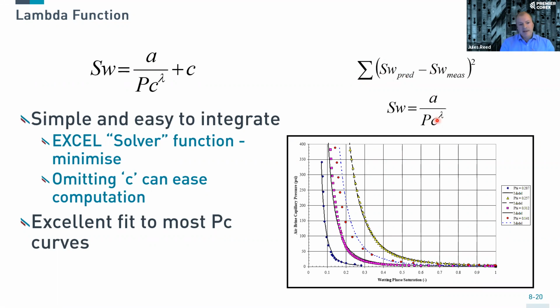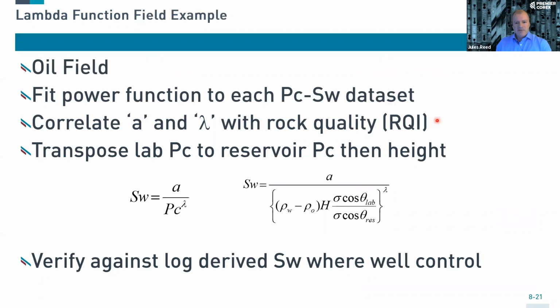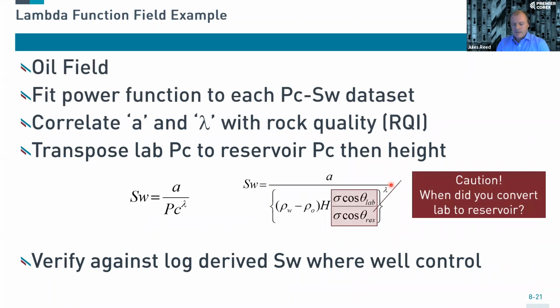We then have to ask the question, what's controlling A and lambda? Are there reservoir properties that control this intercept and the curvature? And this is how it's then implemented into the reservoir. So A and lambda, and this is capillary pressure as a height.